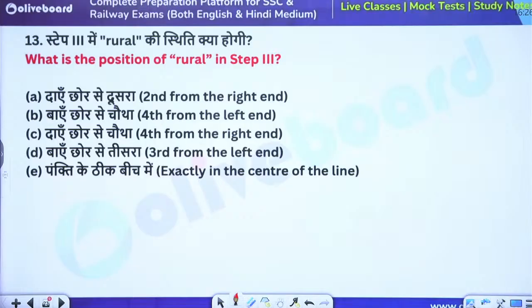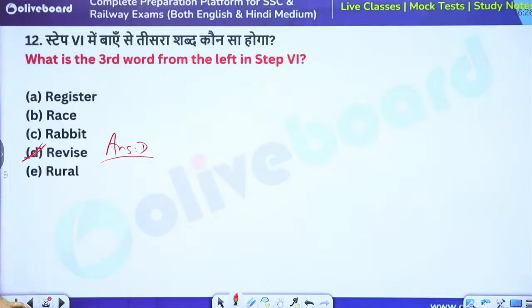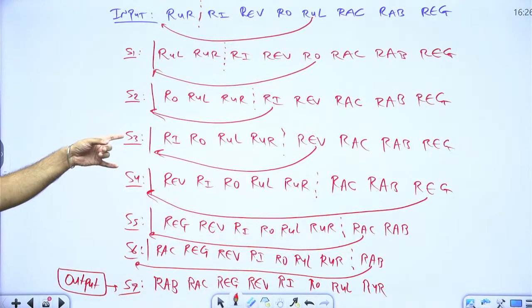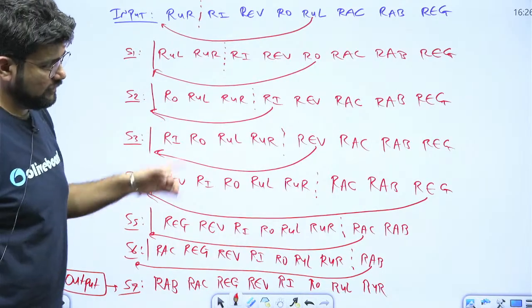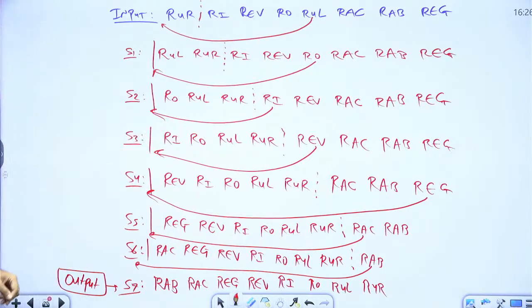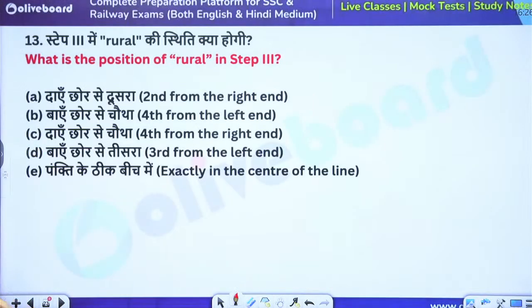Okay. Next. What is position of rural in step 3? Rural in step 3. Rural is 1, 2, 3, 4th from the left, or 1, 2, 3, 4, 5th from the right. 4th from the left, 5th from the right, 4th from the left. Option B.